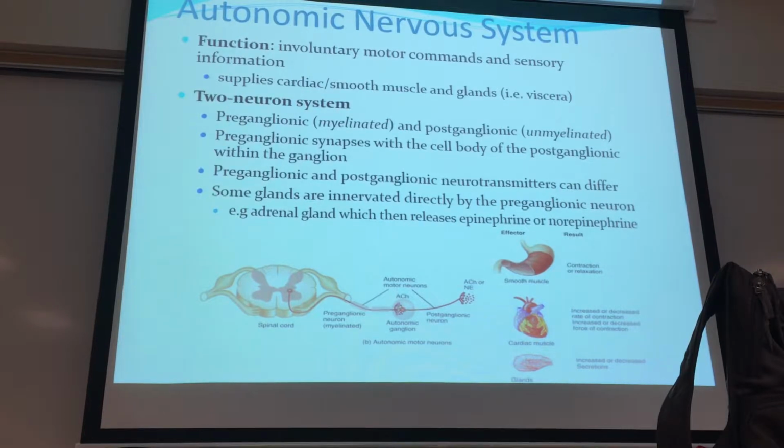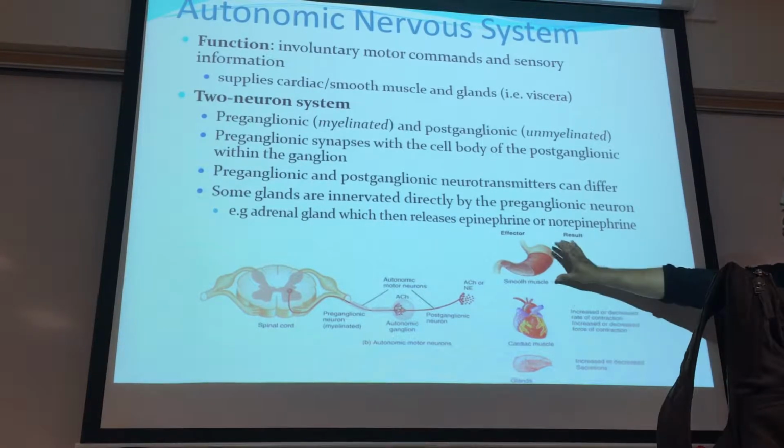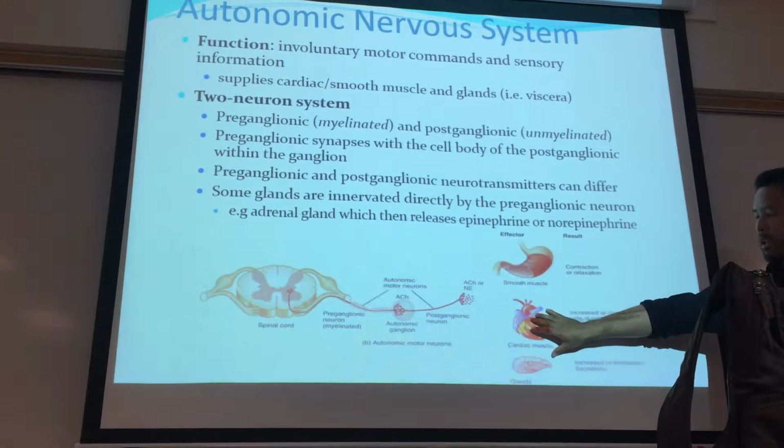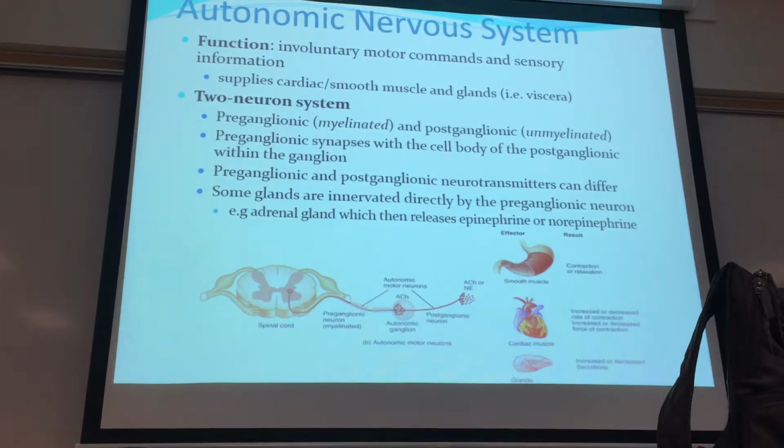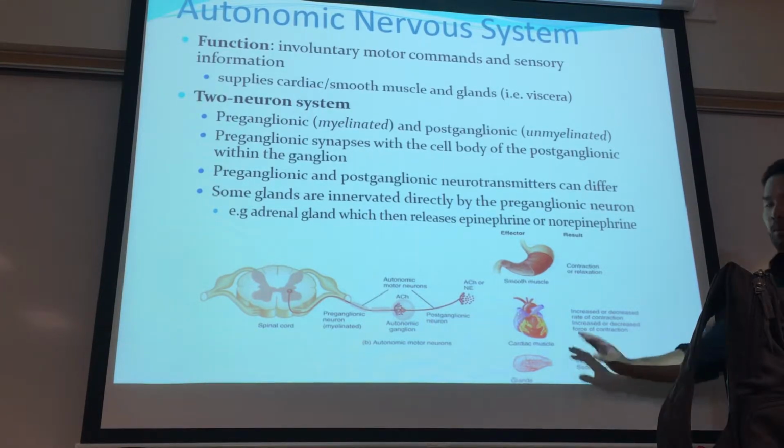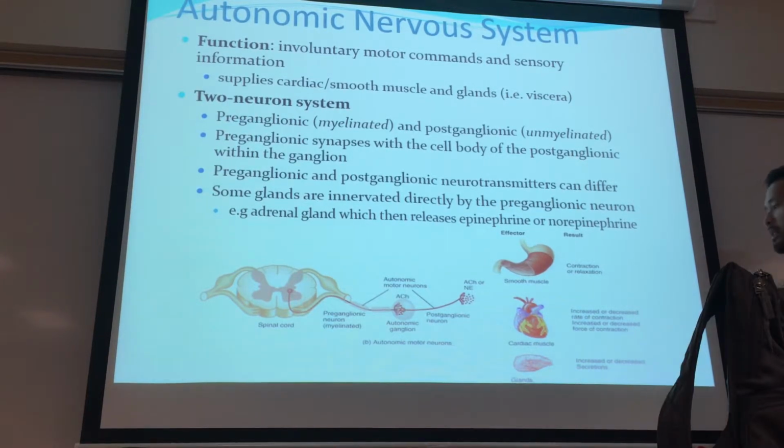Okay. And what exactly are going to be our targets? Either the smooth muscle, cardiac muscle, as well as any of the glands that will be able to secrete some of the hormones, some of the exocrine secretions, whatever we're trying to secrete, whether it's sweat or digestive enzymes, you name it.